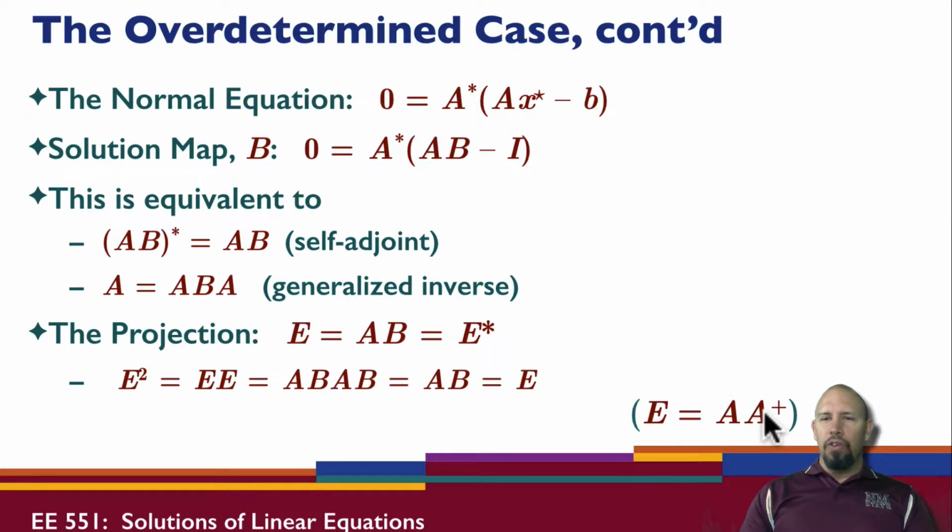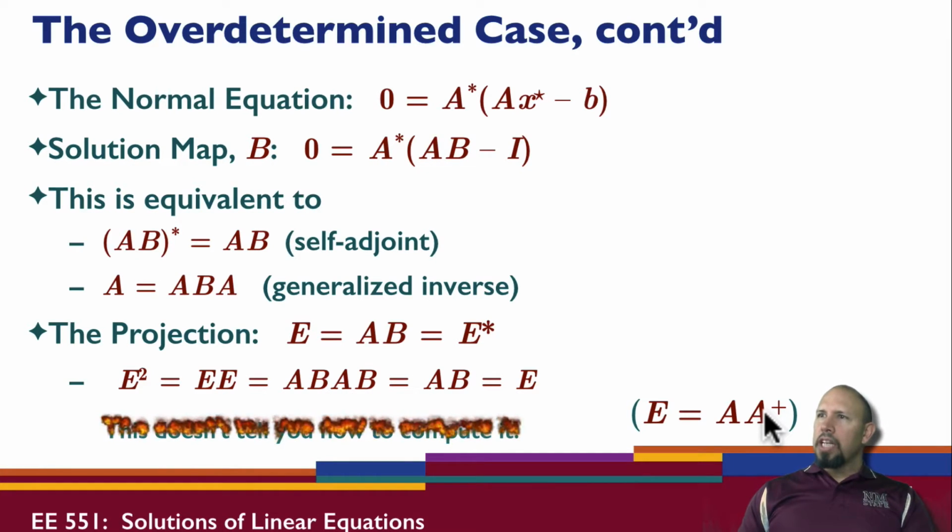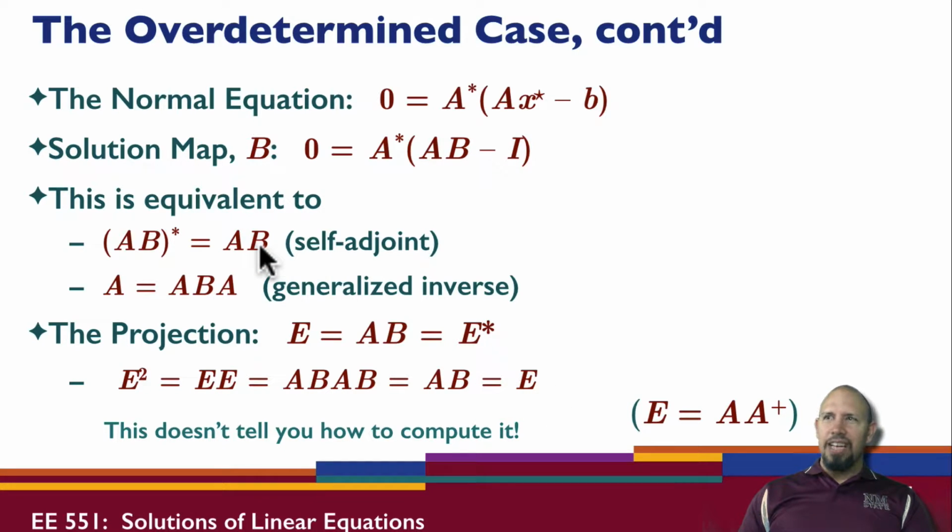So this is the overdetermined problem. Notice that the overdetermined problem tells us a lot, but it doesn't tell us how to compute B. Neither of these two equations tells us specifically how to compute B. So that's significant.